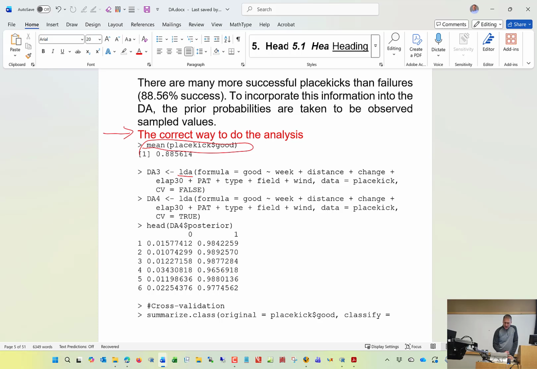To do LDA, linear discriminant analysis, I'm going to put the results into DA3. Again, formula equal good variable, tilde, all my independent variables. Data's in place kick. We are not going to do cross-validation yet, so I'm going to put false. Then also create an object called DA4 with the LDA function, where this time we will do cross-validation. Okay?